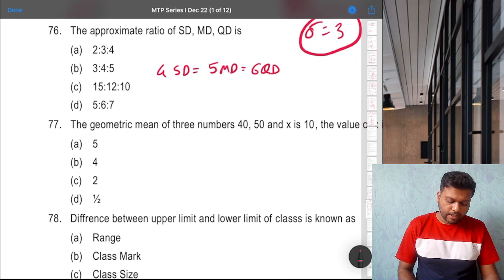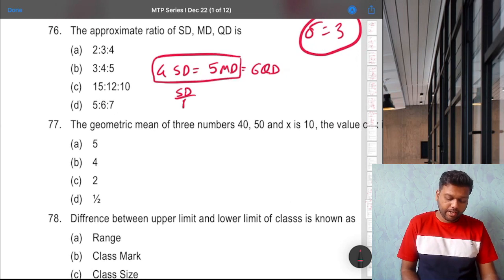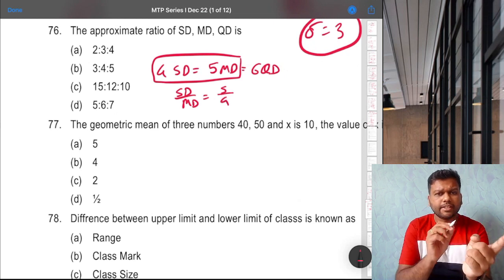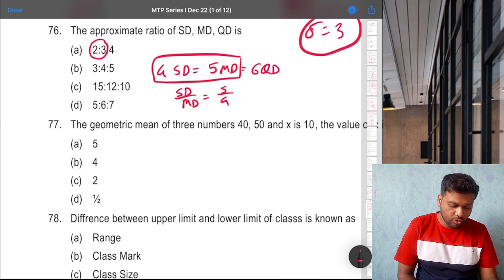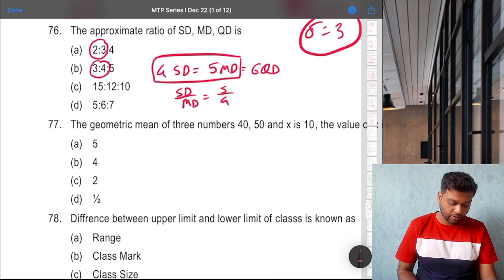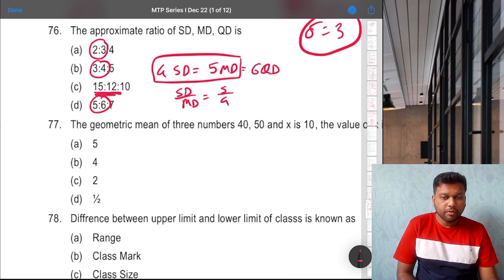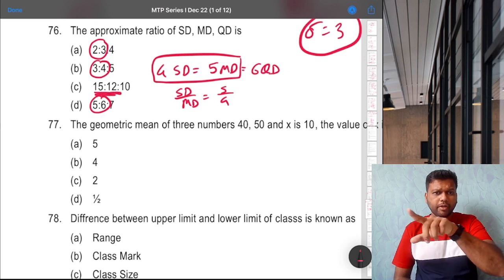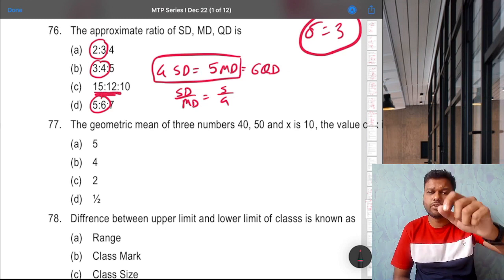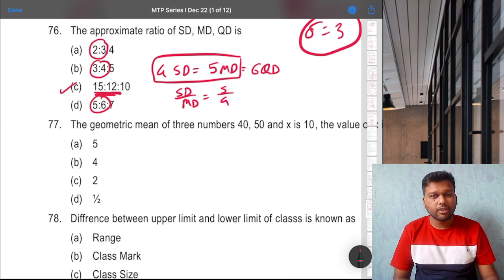Okay. So if we take only these two, then SD by MD should be 5 by 4, right? Check which option gives SD by MD as 5 by 4. 2 by 3 not correct. 3 by 4 not correct. 5 by 6 not correct. 15 by 12, if you check, that is 5 by 4, because if you divide by 3, 3 into 5 is 15, 3 into 4 is 12. So probably C is the option.